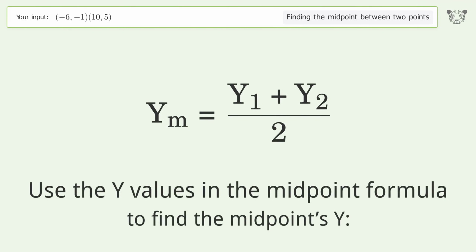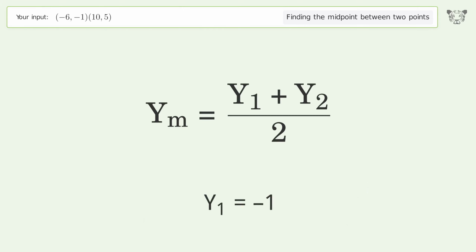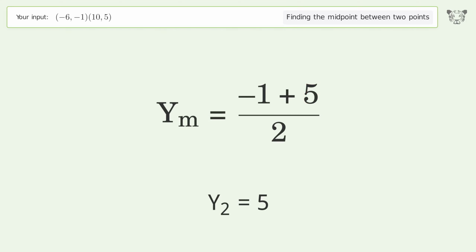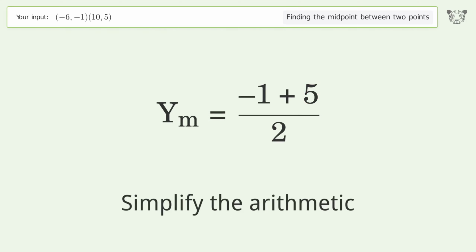Use the y values in the midpoint formula to find the midpoint's y. y1 equals -1, y2 equals 5. Simplify the arithmetic.